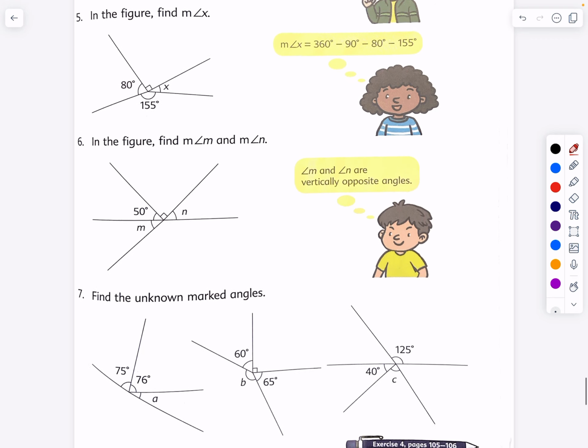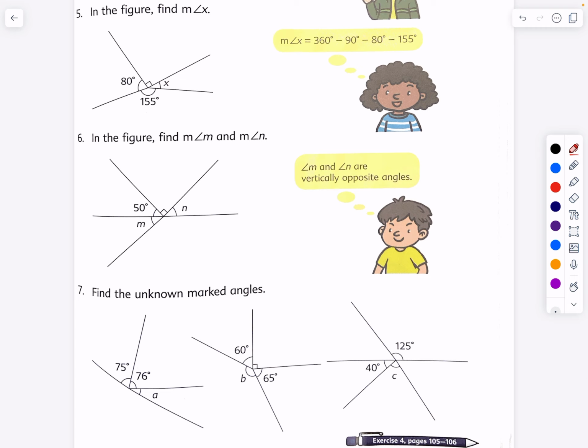Finally, problems number 5, 6, and 7. In the figure, find angle X. I like to highlight my unknowns in red. Find measure of angle X. Remember, we are seeing angles at a point. All angles at a point, I'm just going to trace it like this. Angles at a point add up to 360 degrees. We know that this little corner is 90, 80, and 155. We just have to subtract 90, subtract 80, and subtract 55 in order to find the missing measure of angle X. I hope you can do the math.